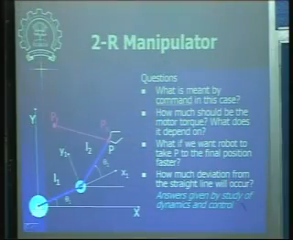What is meant by command, and how much should the motor torque be to take it from the starting position to the final position in a straight line fashion? And then what if we want to move along this straight line trajectory in a faster way, how much deviation from the straight line will occur? These are some of the questions that you will ask.